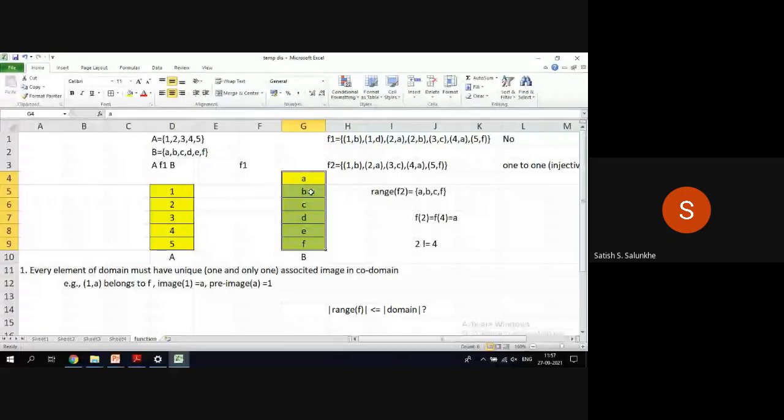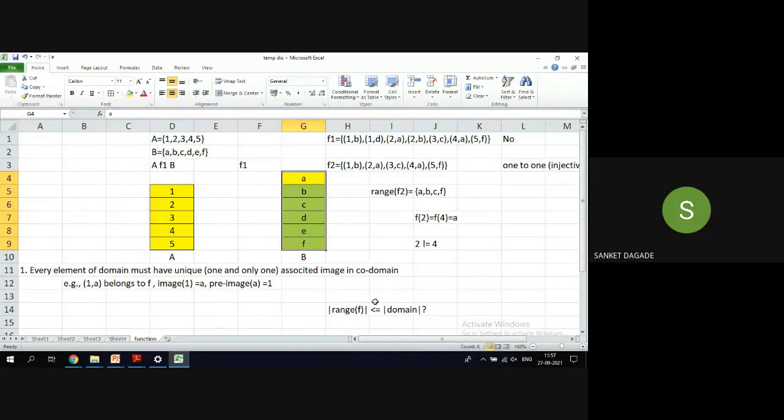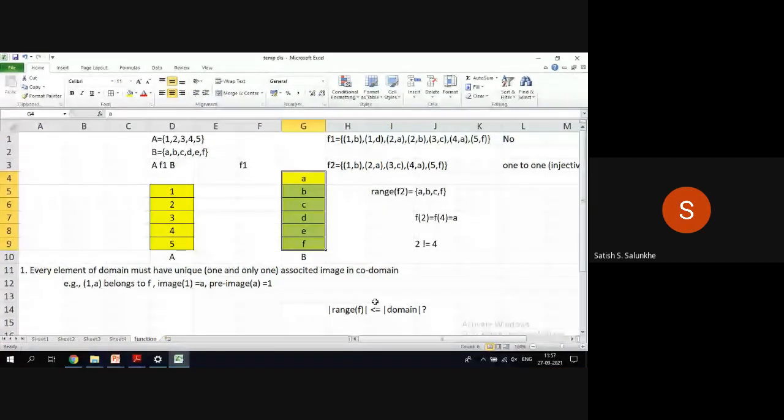So Sanket, can you unmute? I'm waiting for you. Tell me whether this function f2 is onto or not. Yes, sir, onto function. Why is it onto, tell me. Because... That means you have not understood, sir. Clearly understood now.